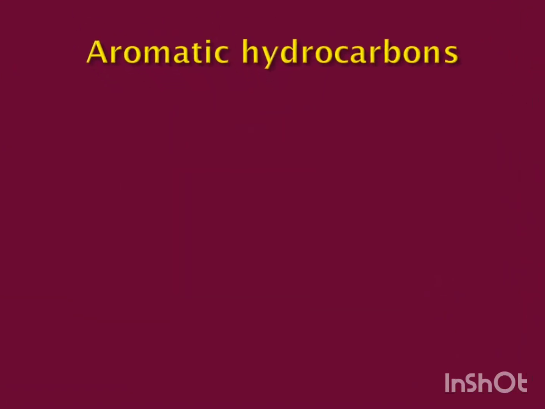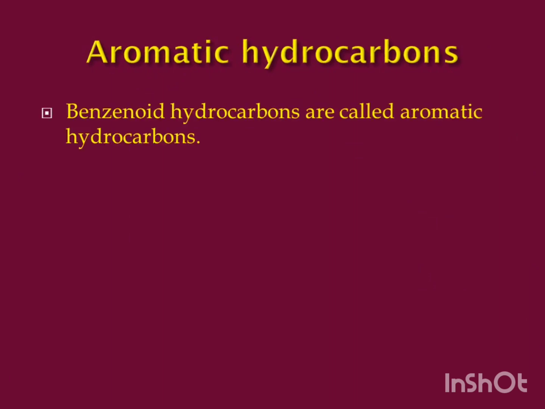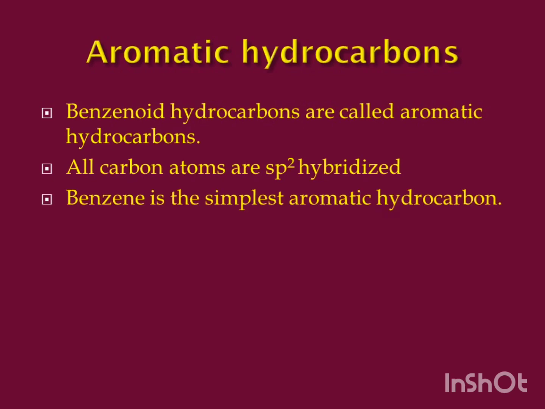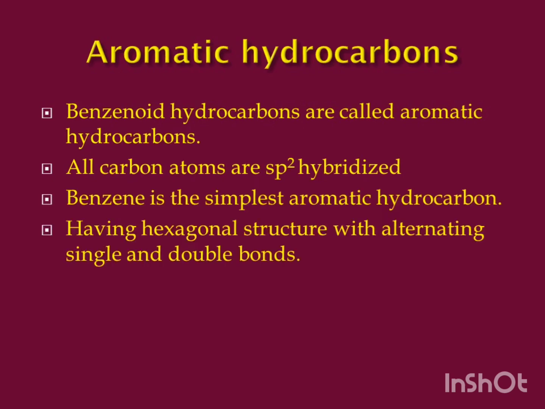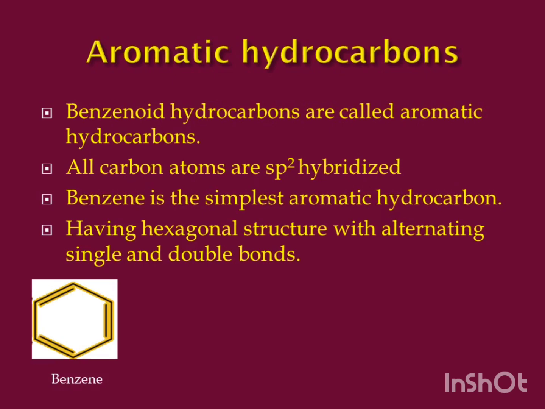The second classification of cyclic hydrocarbons is aromatic hydrocarbons. Benzenoid hydrocarbons are called aromatic hydrocarbons. Benzenoid means benzene containing structures. You will see that all the carbon atoms are sp2 hybridized since they contain double bonds. Benzene is the simplest aromatic hydrocarbon having a hexagonal structure with alternating single and double bonds.